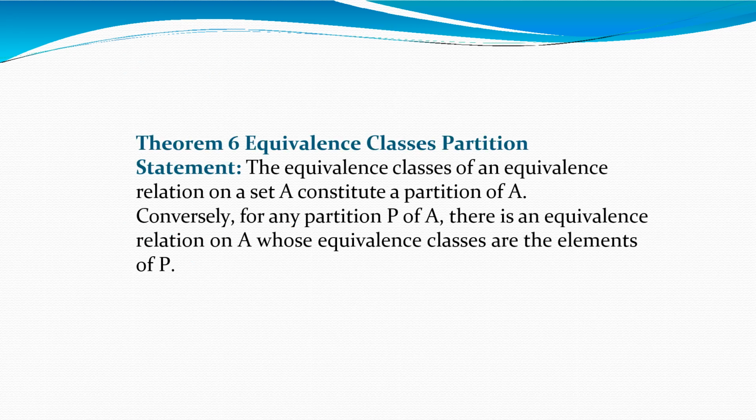Now, see, this is one important theorem regarding equivalence classes. The equivalence classes of an equivalence relation on a set A constitute a partition of A. Conversely, for any partition P of A, there is an equivalence relation on A whose equivalence classes are the elements of P. So, if you consider any equivalence relation on set A, then the corresponding equivalence classes are pairwise disjoint, they are non-empty, and their union is A. So they constitute a partition of A. In the reverse way, if there is some partition P of A, then for that partition, one equivalence relation is associated with it, whose equivalence classes are the elements of P.